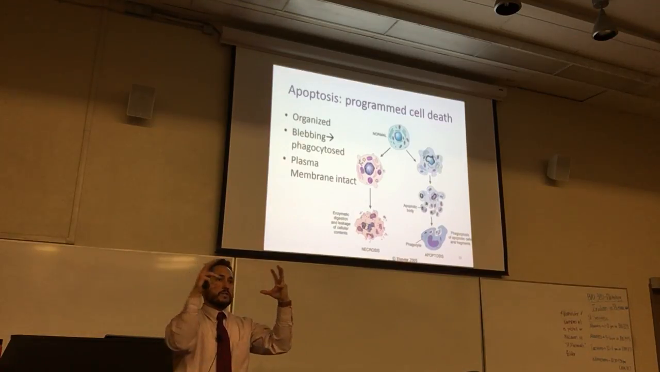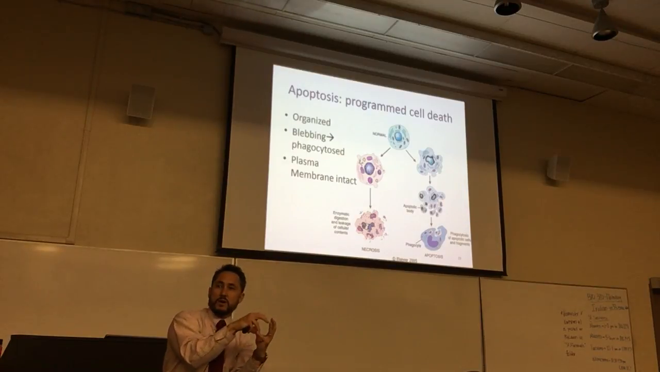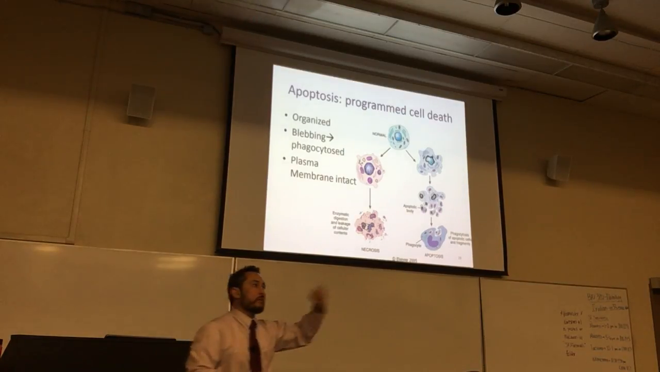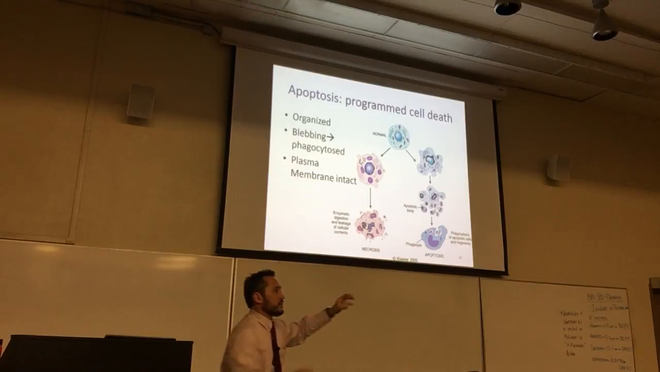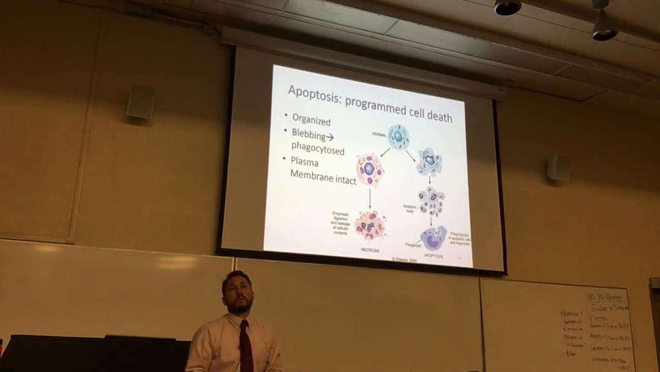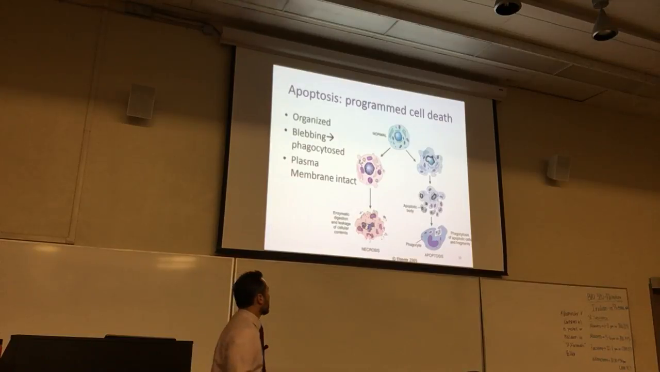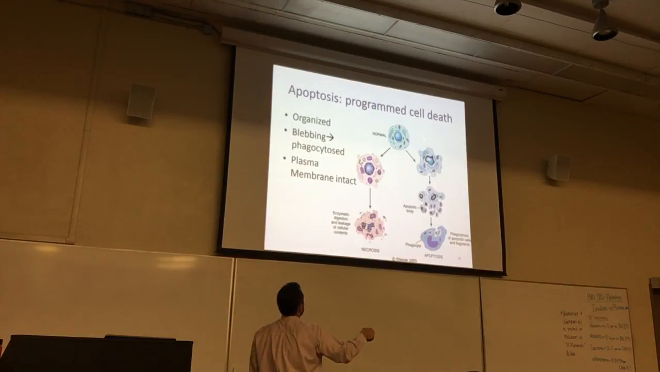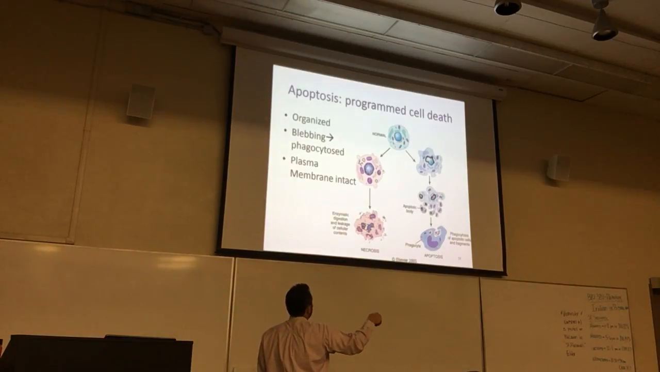And so slowly over time, you're actually making the cell smaller, but you're compartmentalizing it off so a neighboring cell could actually phagocytose it and use some of those parts. So you never really have loss or degeneration of the membrane with apoptosis.